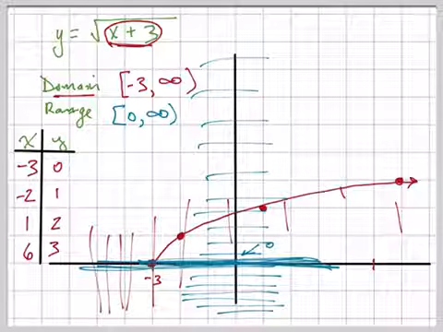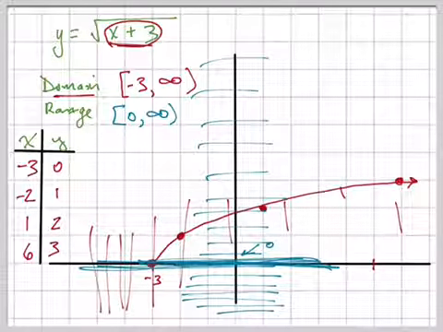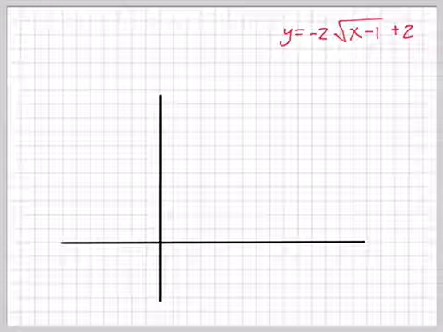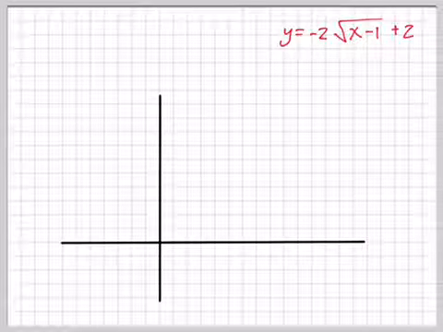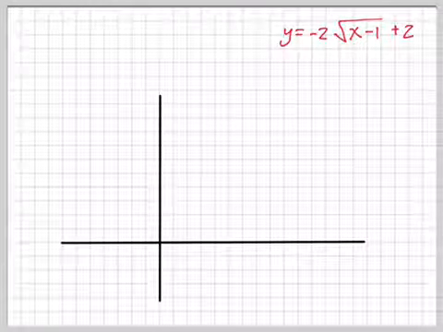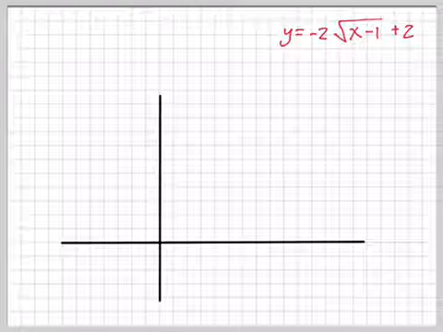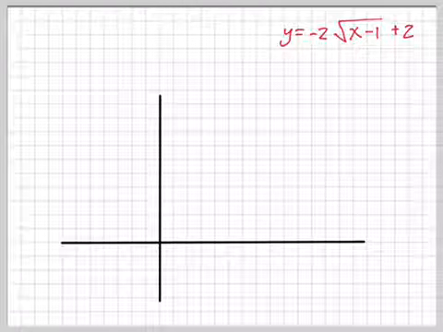That's my range. That's how you find domain and range. Let's try one more. Let's graph this. So again, first thing to do, we want to graph it and find the domain and range. Now hopefully you see the pattern.